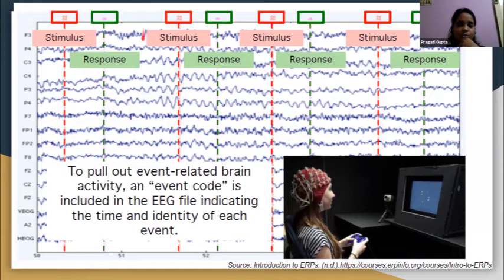Also, when the recording is live, you can put markers if you see some different activity. For example, if the participant is dozing off or making a specific movement or artifact, like a jaw clench or moving.